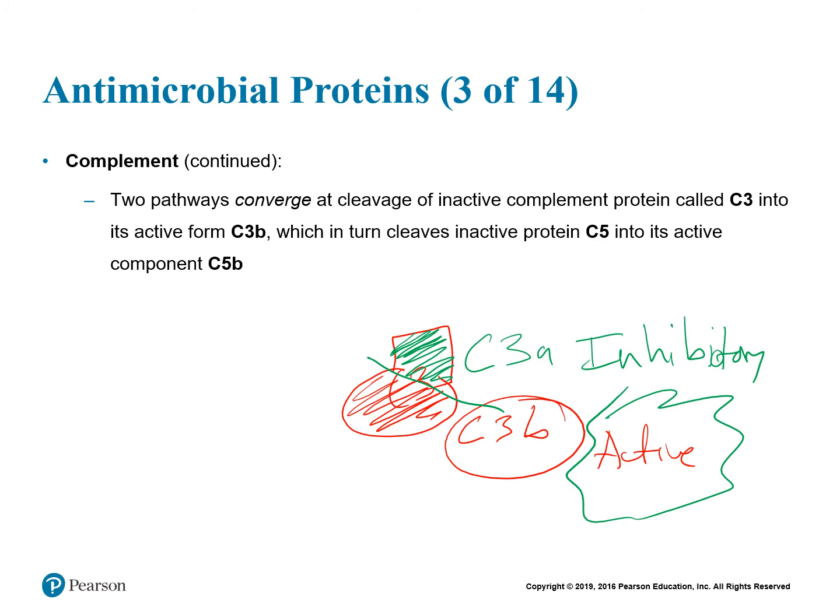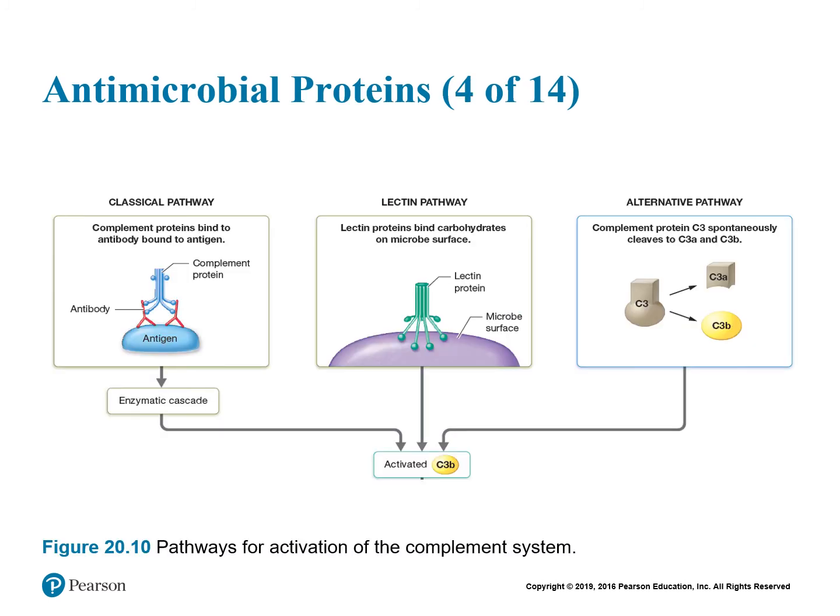Once C5B is separated from the A part, it now becomes active too. So again, here we have the different pathways. In the classical pathway, you have an antigen bound to a pathogen, so the complement protein is going to bind to it. That's going to release some enzymes that activate C3B. Then you have the lectin protein binding to a microbe. Again, this has now identified glycoproteins that are foreign, and it's going to activate C3B.